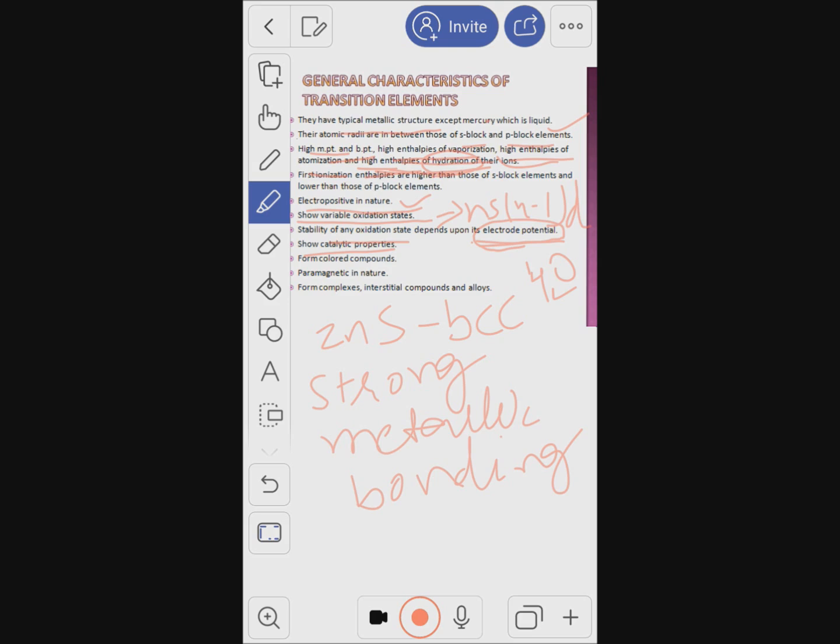Next is they form colored compounds. This is due to the presence of unpaired electrons in d block elements. Next is paramagnetic in nature. This is also due to the presence of unpaired electrons. Greater the number of unpaired electrons, greater is the paramagnetism. Transition elements also form complexes, interstitial compounds, and alloys.